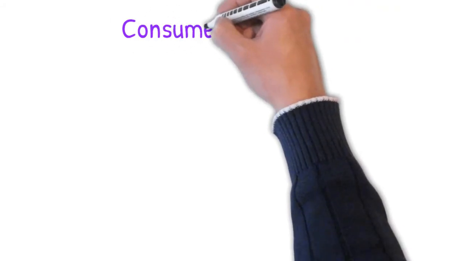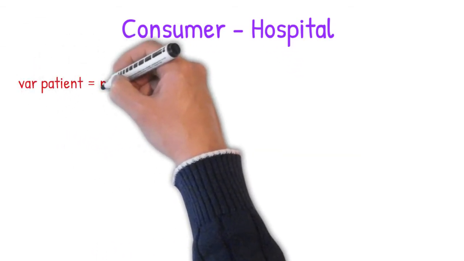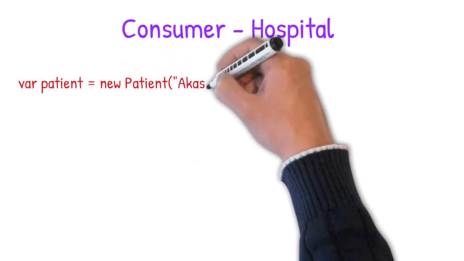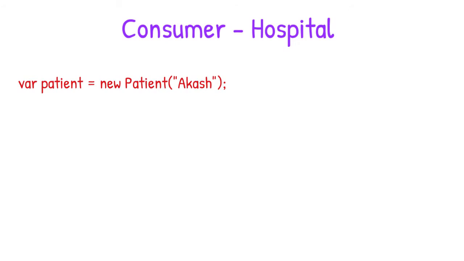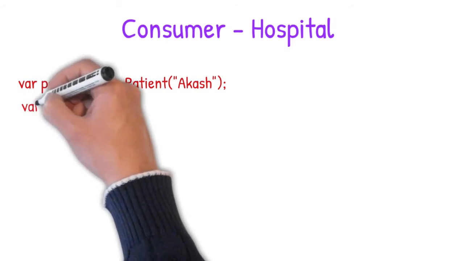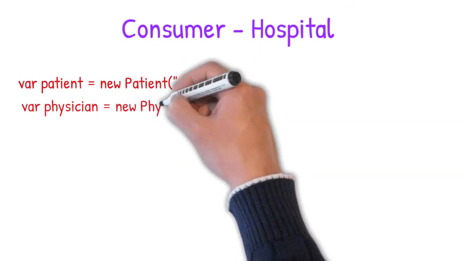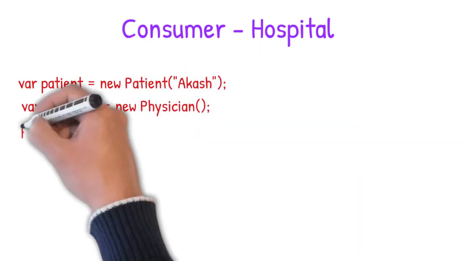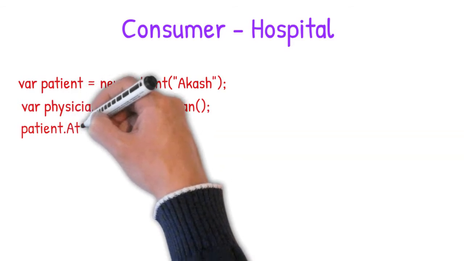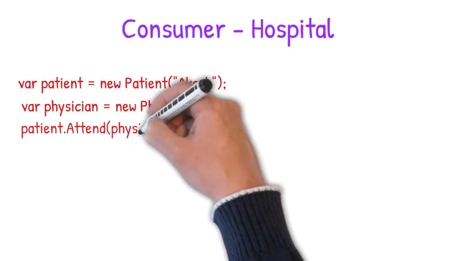Now let's also take a look at consuming code after we implement visitor pattern. So in our case, the consumer will be hospital. Hospital will first create the instance of patient. Then it will create the instance of visitor, say for example physician, and then it will ask patient to attend this physician.